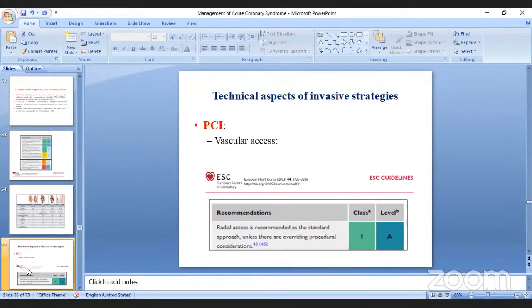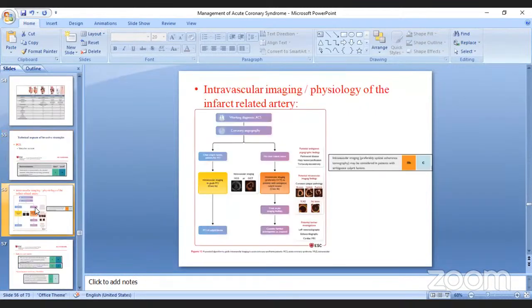Going on to the technical aspects of the invasive strategies briefly, with respect to vascular access, radial access is always recommended. And with respect to intravascular imaging, if on coronary angiography you are able to see a clear culprit lesion, intravascular imaging can be used to guide the PCI, and PCI is done. In case there is no clear culprit lesion visible on routine coronary angiography, then also use intravascular imaging, such as IVUS or optical coherence tomography. And you identify what kind of lesion it is, whether it is erosion, calcified nodule, rupture, SCAD, or there is no lesion at all, and treat as per the imaging findings.